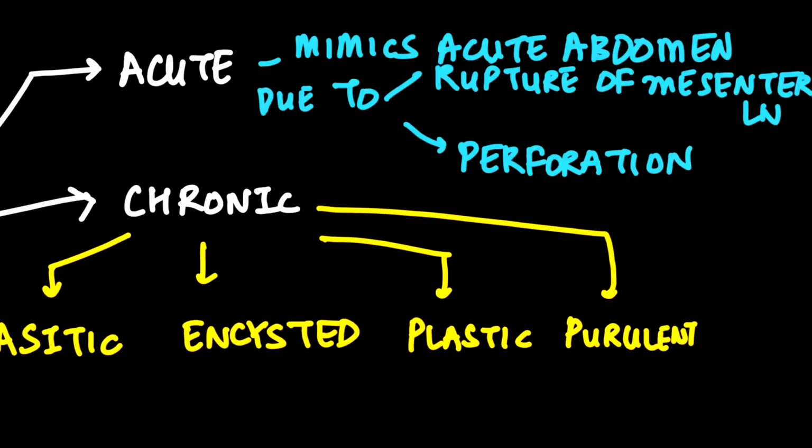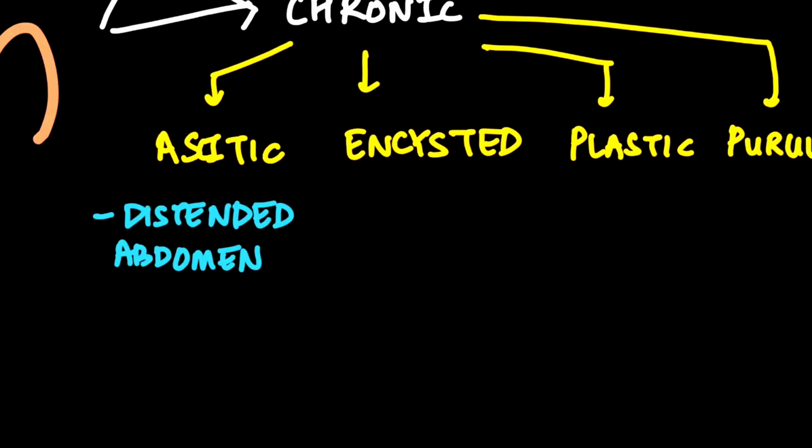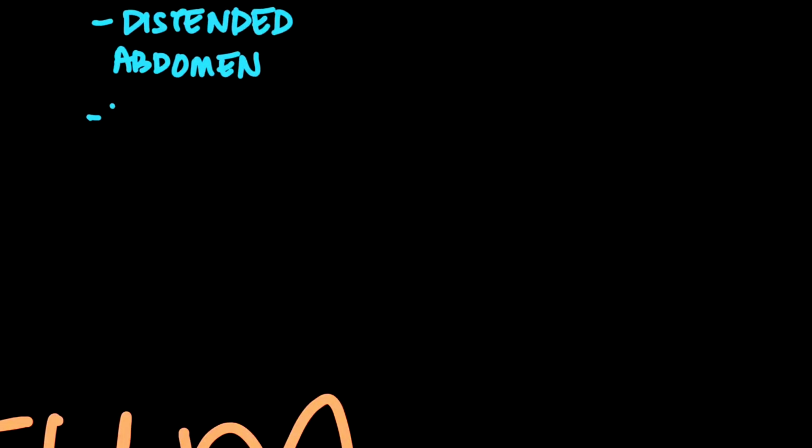Next, moving on to the chronic type, the ascitic type usually presents with distended abdomen, and patients with patent processus vaginalis may also have hydrocele. So when an ascitic tap is done, we find a straw-colored fluid from which acid-fast bacilli can be isolated.